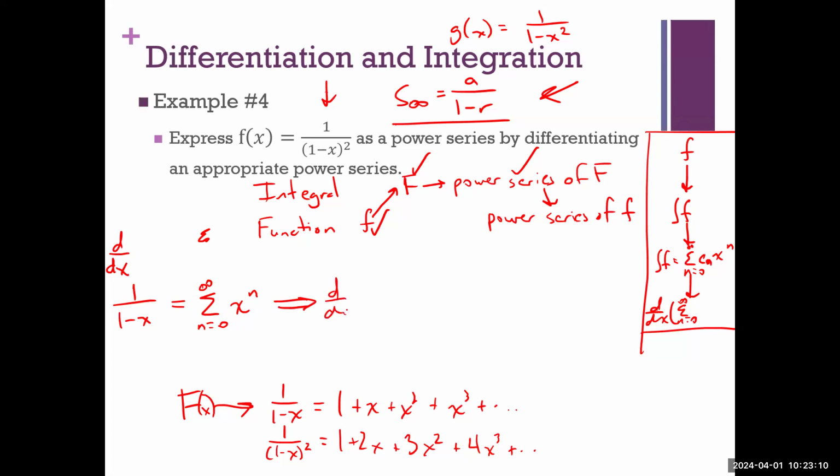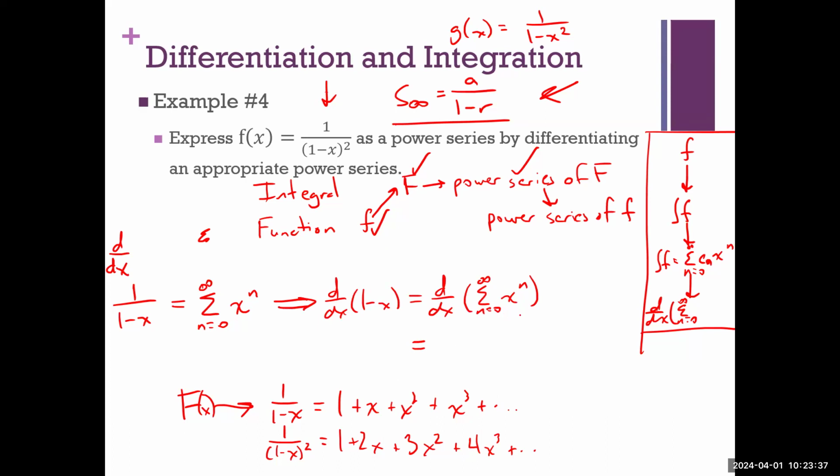The derivative of 1 minus x to the negative 1 is equal to the derivative of this power series. So Clement just gave us the derivative of the first few terms of the power series. But one thing we talked about is that you can directly take a derivative of the way the power series is defined, right?